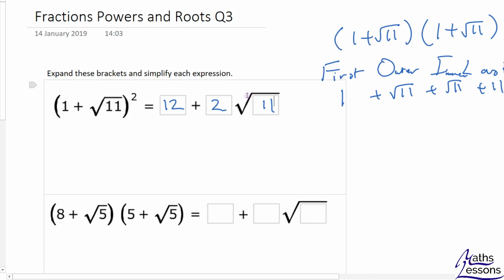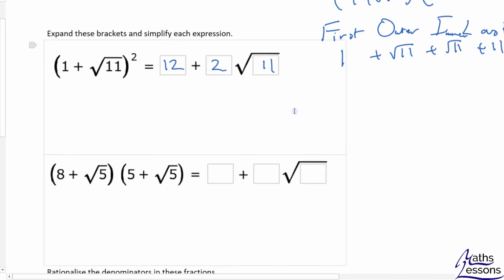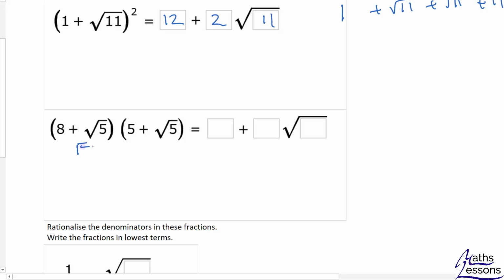Right, so do the same thing. Let's write out our first, outer, inner, last things. First two things times together, 8 times 5 is 40. Outer two things is 8 root 5.